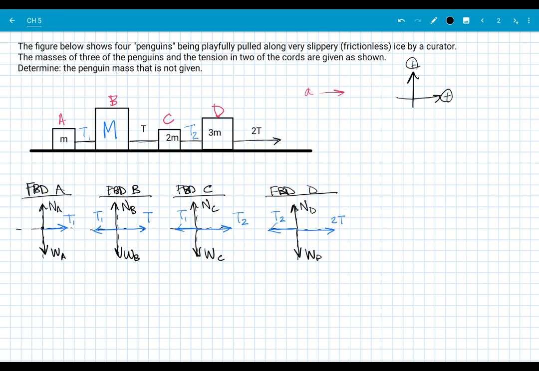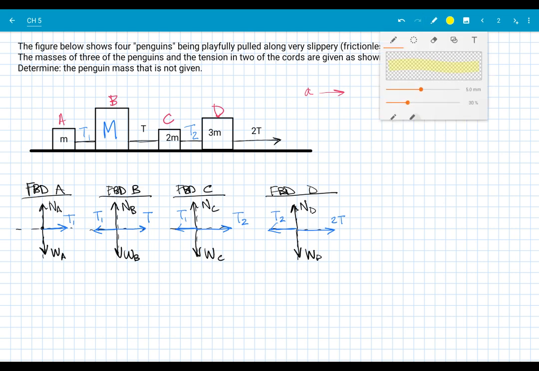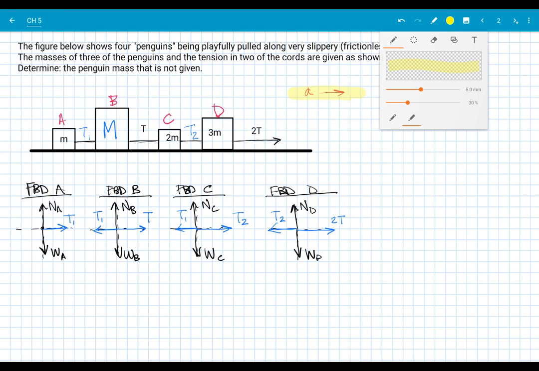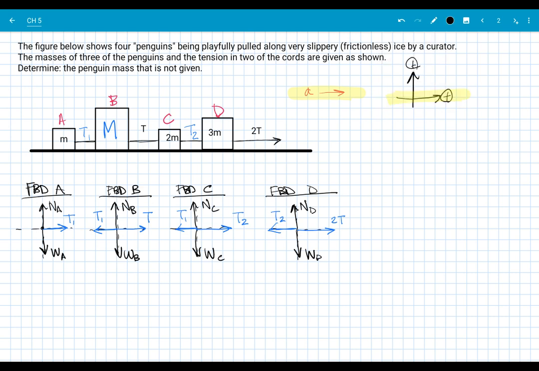Just a little note there that often, if you know the direction of acceleration, like in this case where you know acceleration's to the right, it is often beneficial to choose the direction of acceleration as your positive direction in force analysis problems. I'm going to say that one more time. If you know the direction of acceleration in a problem, it is often beneficial to choose the direction of acceleration as positive. It just decreases errors when you're applying Newton's second law here.